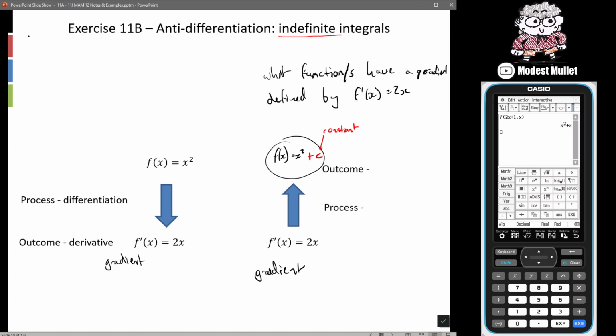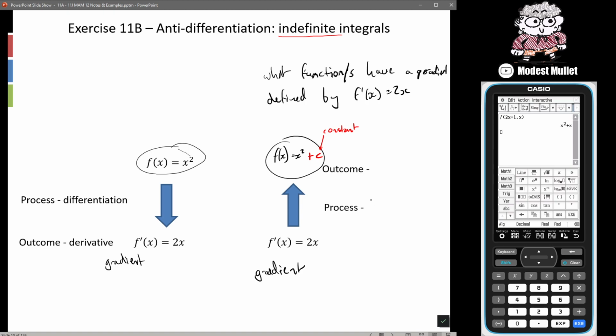So the process of going backwards here, and I've just done this via recognition because I've got x squared, the derivative is 2x. Well, clearly then if I go backwards, the derivative is 2x, then the original function has to be x squared, but it could be plus any constant, because that could be a plus 2, and when we differentiate, the plus 2 disappears.